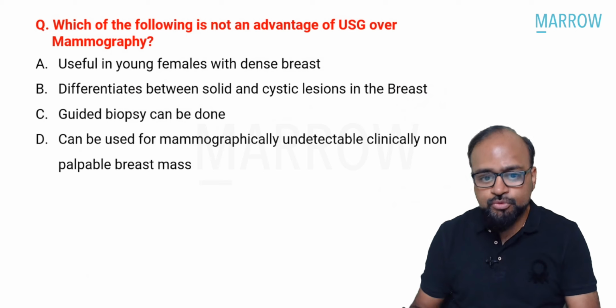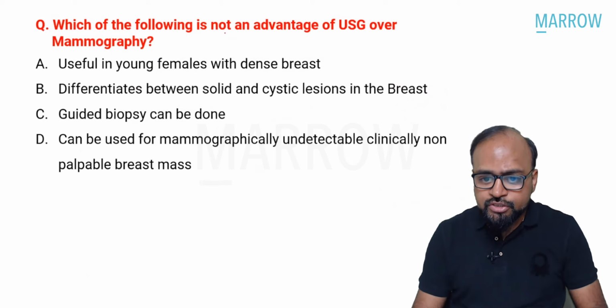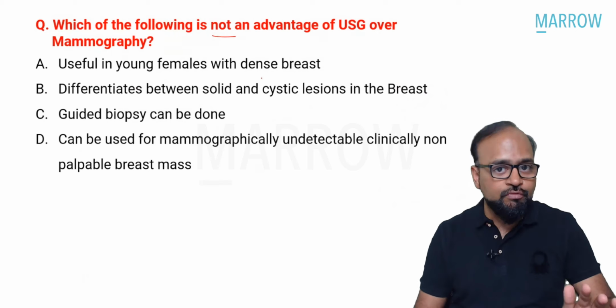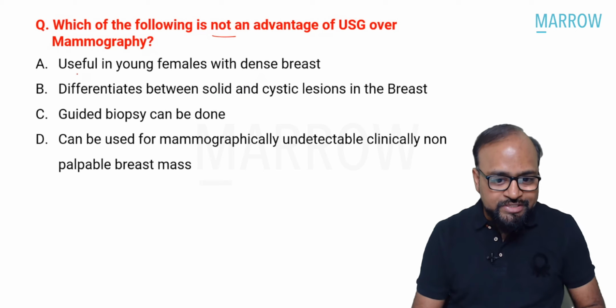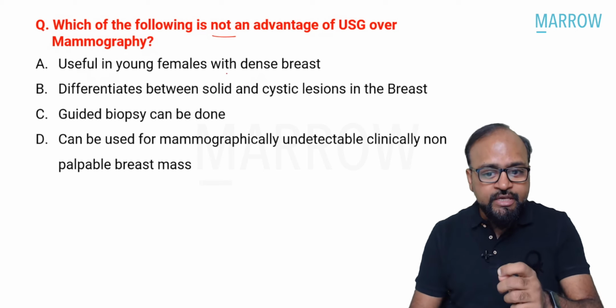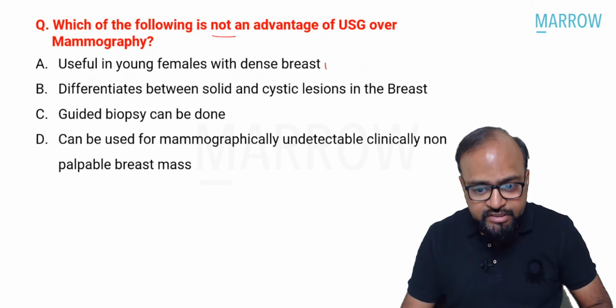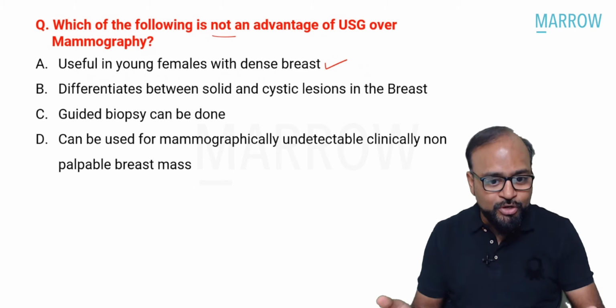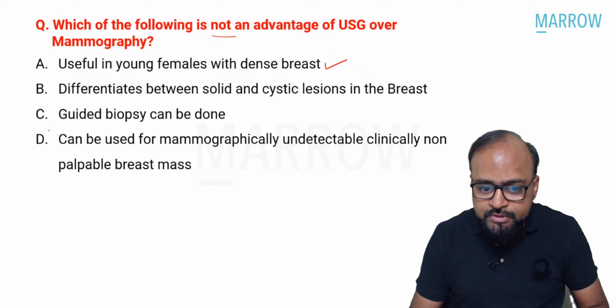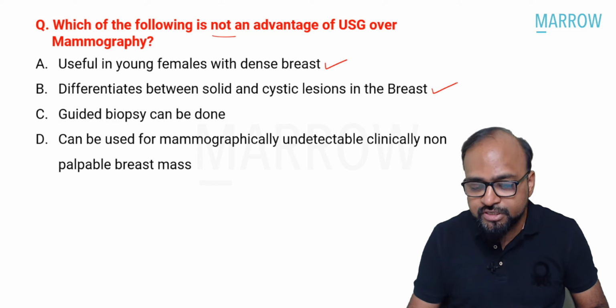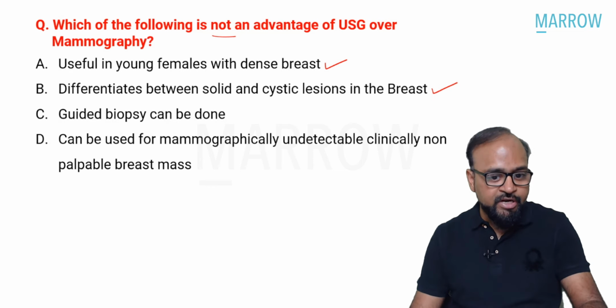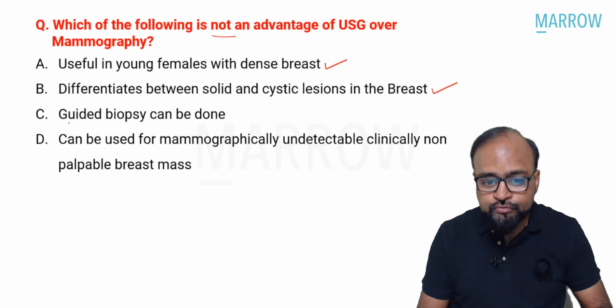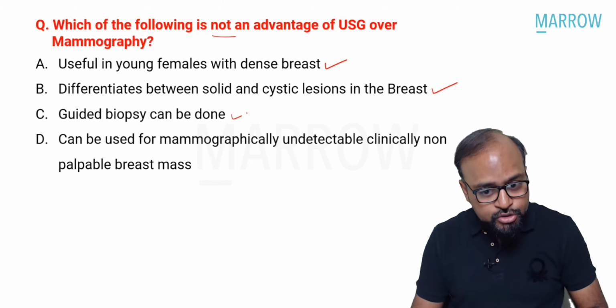Now, let us come back to this question. Which of the following is not an advantage of USG over mammography? USG is useful in young females with a dense breast is definitely an advantage. We have discussed that as to when and how we use these modalities, right? USG helps us to differentiate between solid and cystic lesions of the breast. We just discussed this with the help of an example, right? USG can be used for guided biopsies is true.